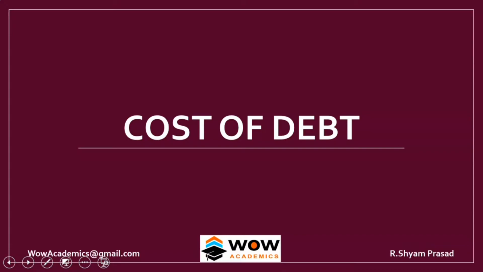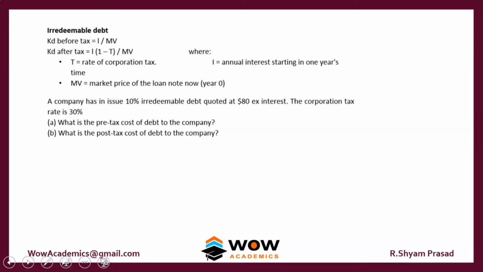So we'll move on to the cost of debt. Irredeemable debt, we'll start with this one. The formula works like this. The question might tell you whether to compute Kd, which refers to cost of debt, Kd before tax or Kd after tax. If it's Kd before tax, the formula is I divided by MV. I is the annual interest rate on the bond or debenture, and MV is the market price of the loan or debenture. If it's after tax, it's I into 1 minus T divided by MV. T is the tax rate.